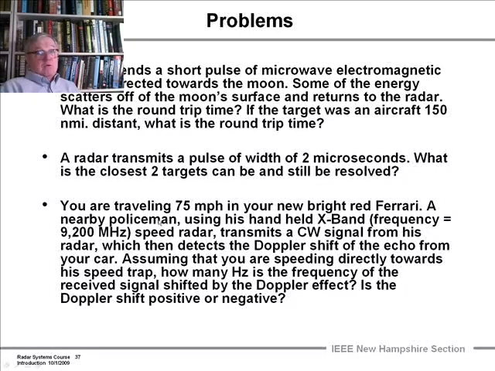The policeman, a state trooper, uses his handheld X-band speed radar, clocks you, and says, "Uh-oh, this guy's going too fast." Assuming you're going 75 miles an hour and it's an X-band radar, and you're speeding toward him, how many hertz is this 9200 hertz shifted by the Doppler effect, and is it positive or negative? A little cutesy stuff to it. The others are sort of simple problems to start you off. Believe me, the ones coming up won't be.